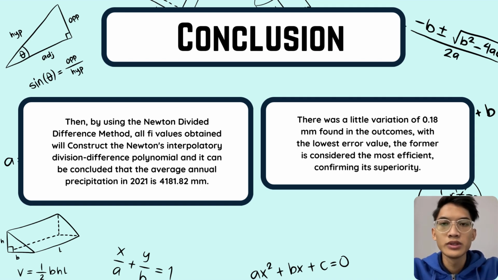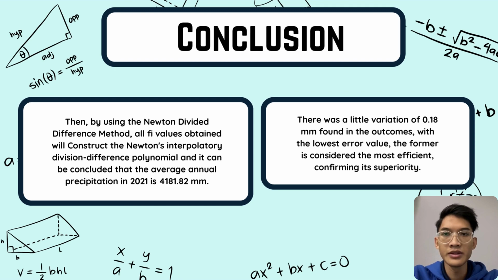Then, by using the Newton divided difference method, all F_i values obtained will construct the Newton divided difference polynomial, and it can be concluded that the average annual precipitation in 2021 is 4181.82 mm. There was a little variation of 0.13 mm found in the outcome, with the lowest value. The former is considered the most efficient, confirming its superiority.